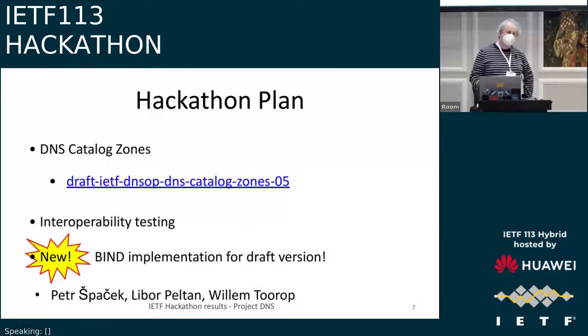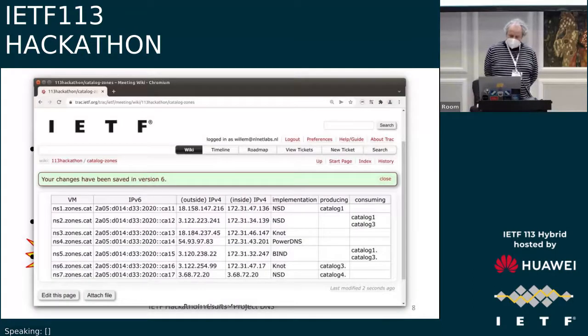Catalog zones. We did interoperability testing. There's a new BIND implementation for the version in the draft. And we created a table on the Hackathon Wiki to coordinate which catalogs were served by which implementations and which other implementations consumed them. So there was good progress there.